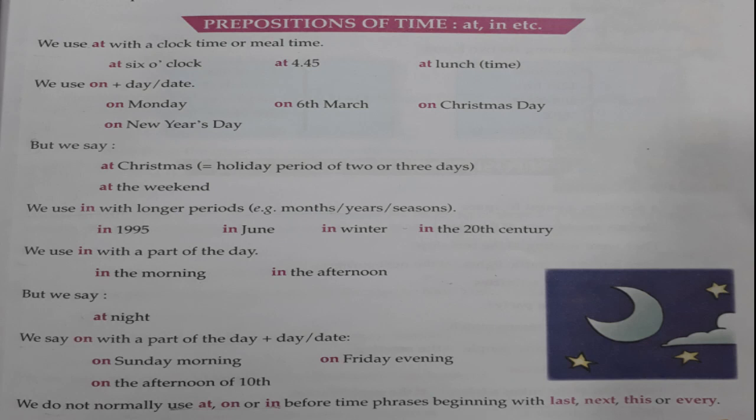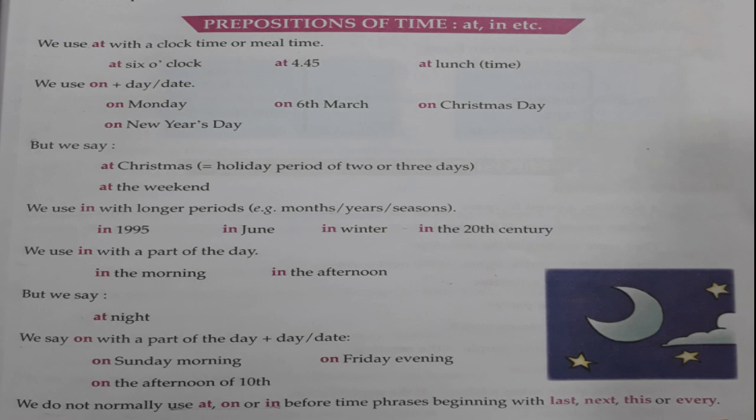But when you say at Christmas, it doesn't mean that it is just 25th of December. At Christmas means the holiday period of 2 or 3 days. Say if you're taking a holiday for 2 or 3 days, 25th, 26th, 27th, we say at Christmas. That is the duration of Christmas holidays. At the weekend is not just one particular day. It could comprise 2 or 3 days.